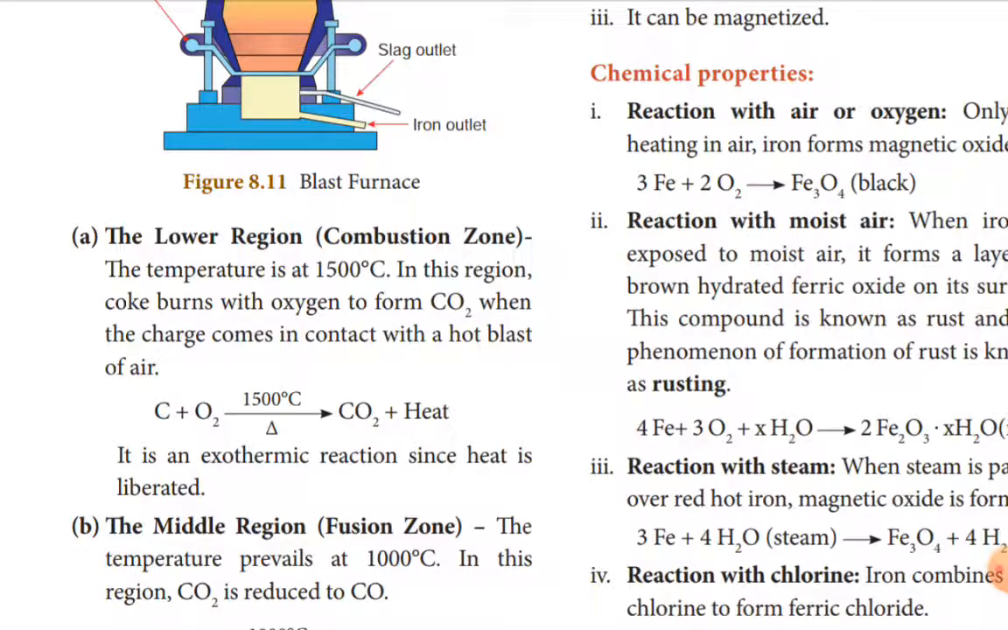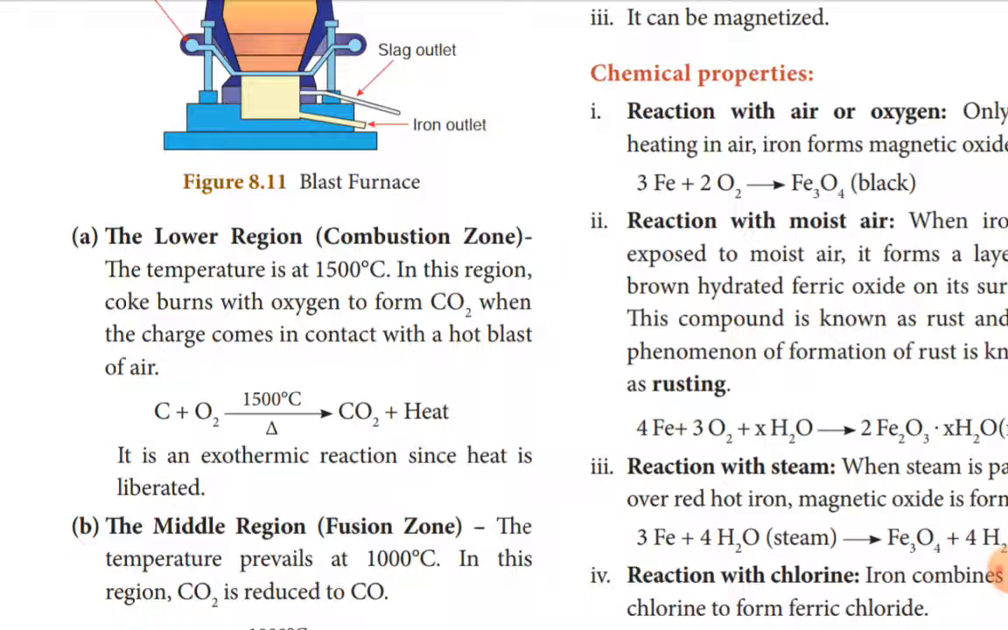So carbon plus oxygen at 1500 degrees Celsius, carbon dioxide gas is formed plus heat. The plus heat represents that the reaction involves the liberation of heat. Liberation of heat means heat energy is given out during the chemical reaction. So these types of reactions are termed exothermic reactions.